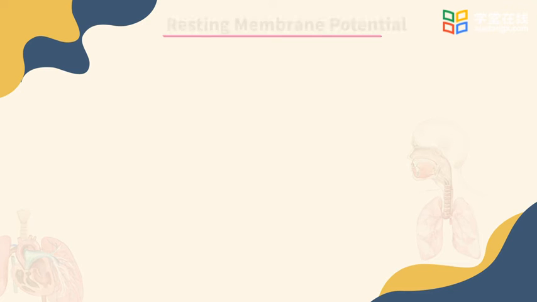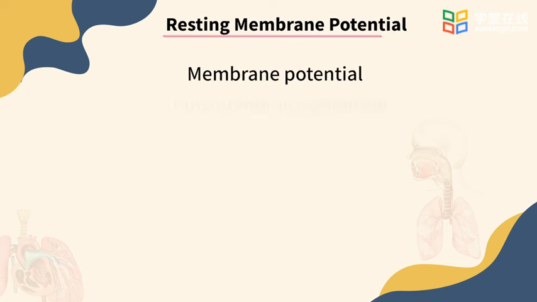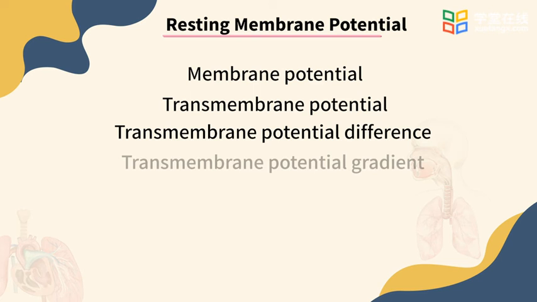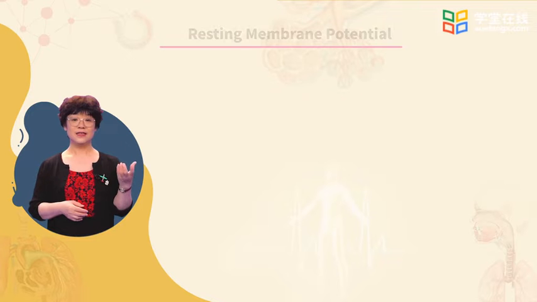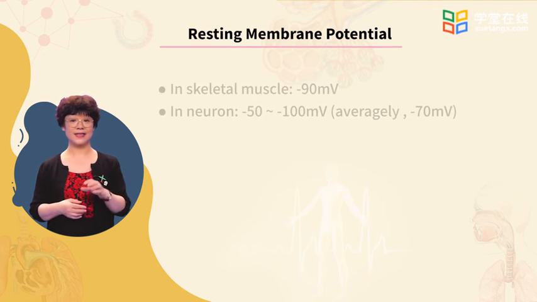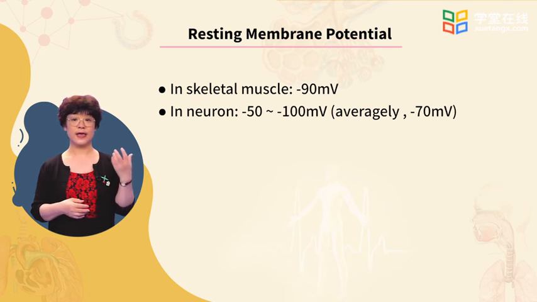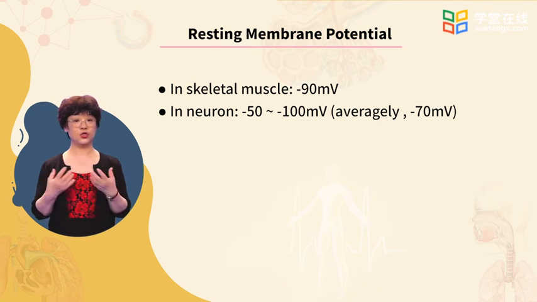Resting membrane potential refers to the electrical potential difference between the inside and outside of the cells in the resting condition. It is also called membrane potential, transmembrane potential difference, or transmembrane potential gradient. The resting membrane potential is minus 90 in our skeletal muscles and is minus 50 to minus 100 millivolts, averaging minus 70 millivolts, in the neurons.